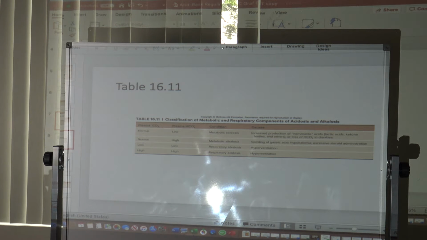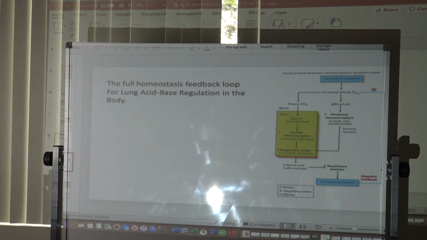And there are also more tables in the book that give you a feeling for it. Plasma CO2 normal, low, high, plasma bicarbonate low, high. Go through these and get familiar with the changes. Use that Henderson-Hasselbalch equation so it's not just looking at tables and memorizing information, but seeing how it works. And when we get together again in groups, we're going to talk about that.